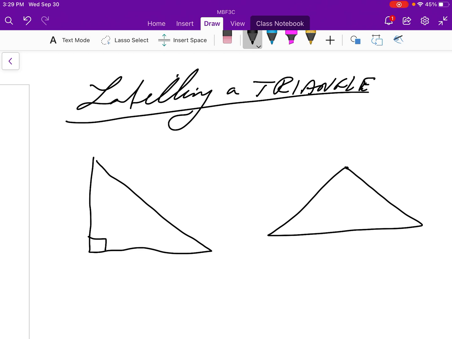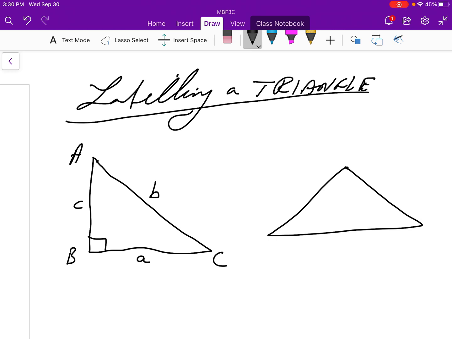For a right angle triangle, very simply, we can label the sides. If we have angles A, B, and C, the opposite sides are always going to be the lowercase letters. Opposite sides are the lowercase letters of the angles in a right angle triangle. So we've got that listed there.